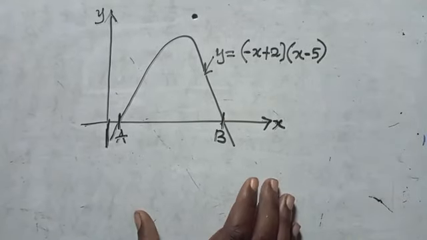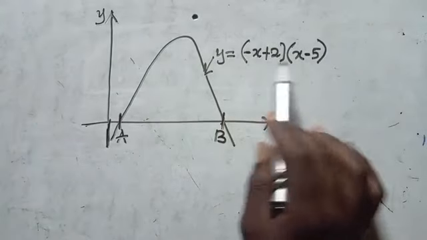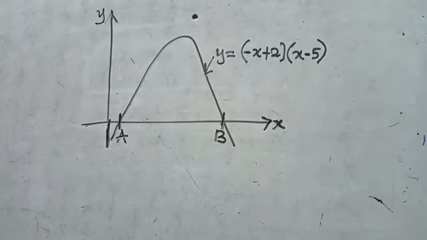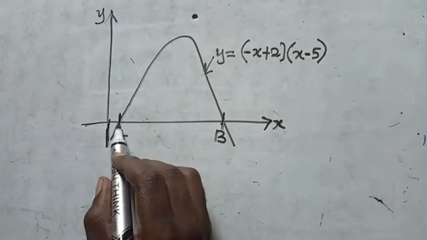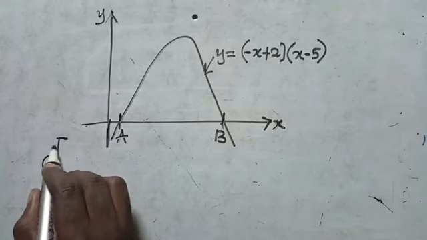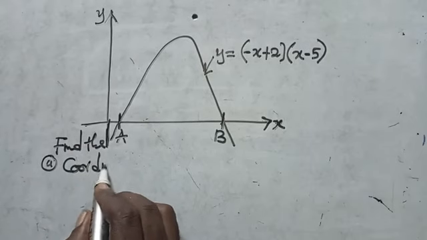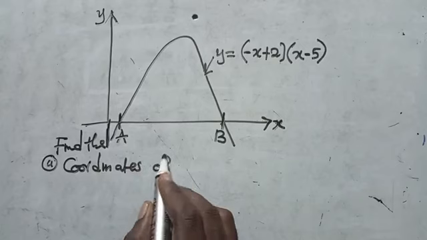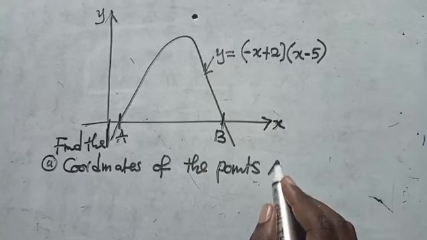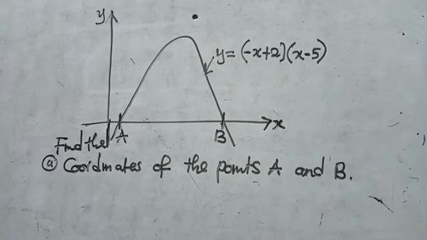This is quadratic functions. And the question is saying that the diagram below shows the graph of y is equal to negative x plus 2, x minus 5. The sketch cuts the x-axis at A and B. Then we are given the first part that is telling us to find the coordinates of the points A and B.